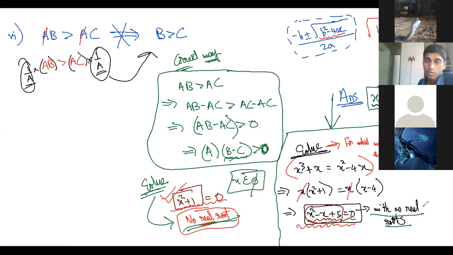Okay, so this has turned out to be like a thriller suspense movie. What happened? Now let us go back to the flashback and carefully see what is happening. So it is x cube plus x equal to x square minus 4x.